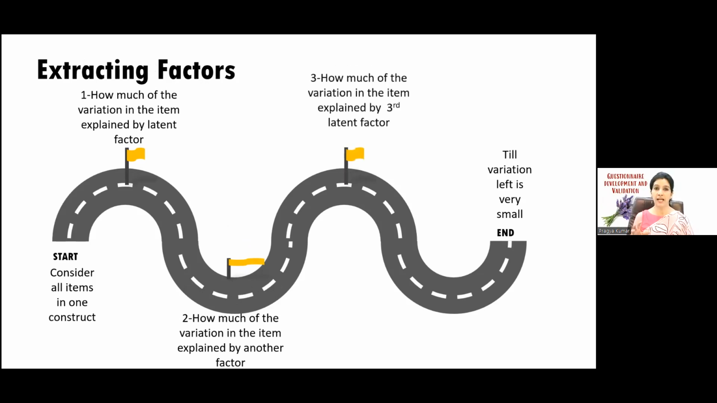So if yes, again, how much? Maybe let's say 40%. So again, the leftover is 30%. Then how much variation in the item is explained by the third latent factor? So this process in the background of the statistical analysis goes on happening till a very small amount of variation is left at the end. That's how the number of factors is taken out, till you have very little variation left. So that's the basis of how many factors a particular software extracts.